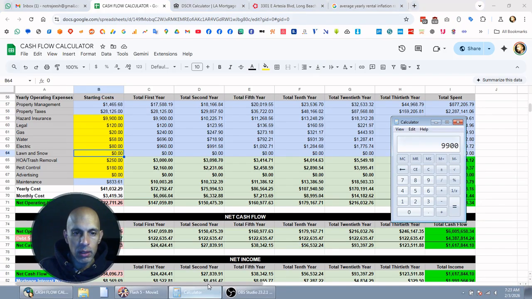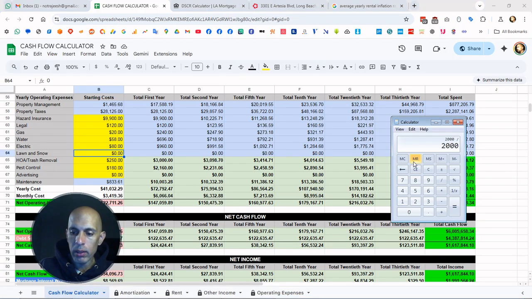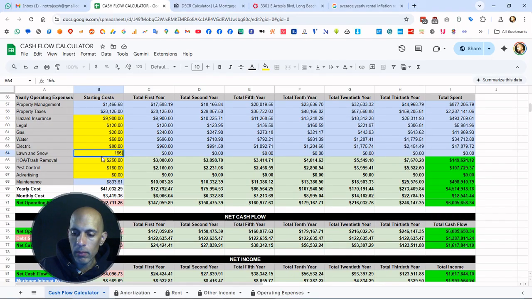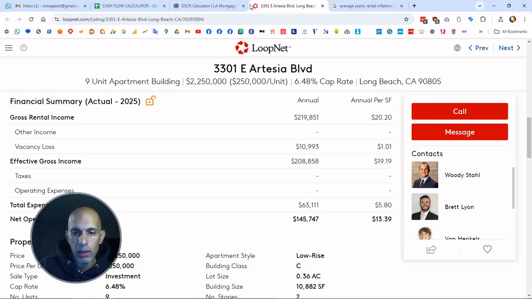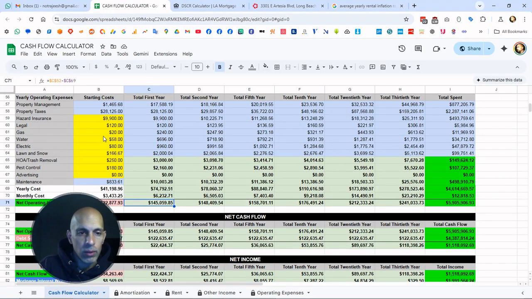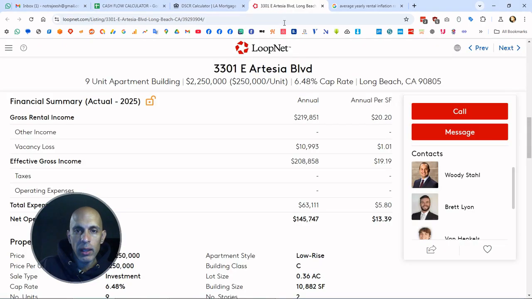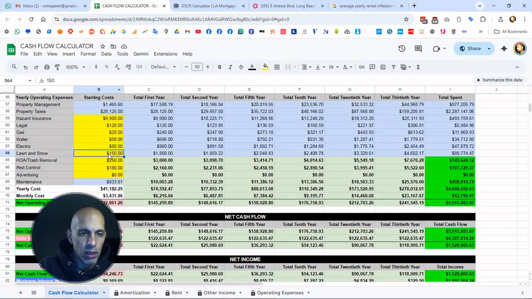So let's see here. 2,000 divided by 12 is 166.67. So now I am at 145,747. No, still a little bit too high there. So what if I go to 160, 155, 150. This is 259. I need to be at 747.